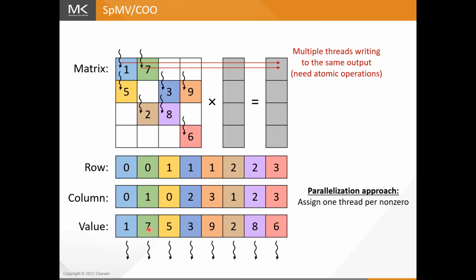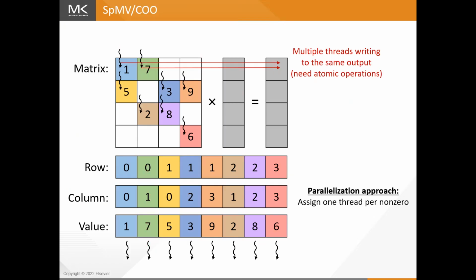Do we need the row index? Somebody is asking, do we need the row index? Where do we need the row index here? So the column index tells me which element in the input vector I need to load from. The row index tells me which element in the output vector I need to update. So that's why we need the row index. You're right.